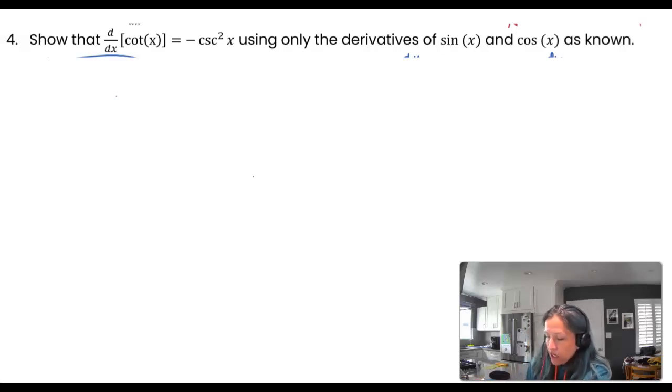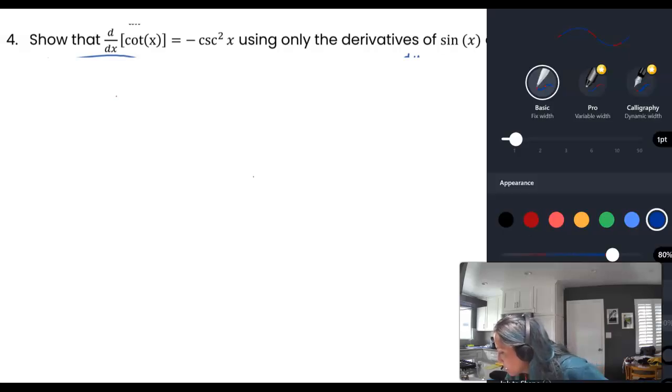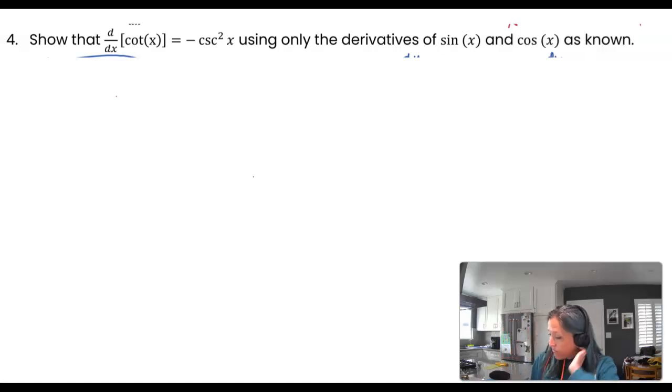The final challenge question was one of our derivation ones that we talked about. We did this for tangent. We did not do this for cotangent. This says you find this using only the derivatives of sine and cosine as known. So that means we can't just say, well, we know cotangent.